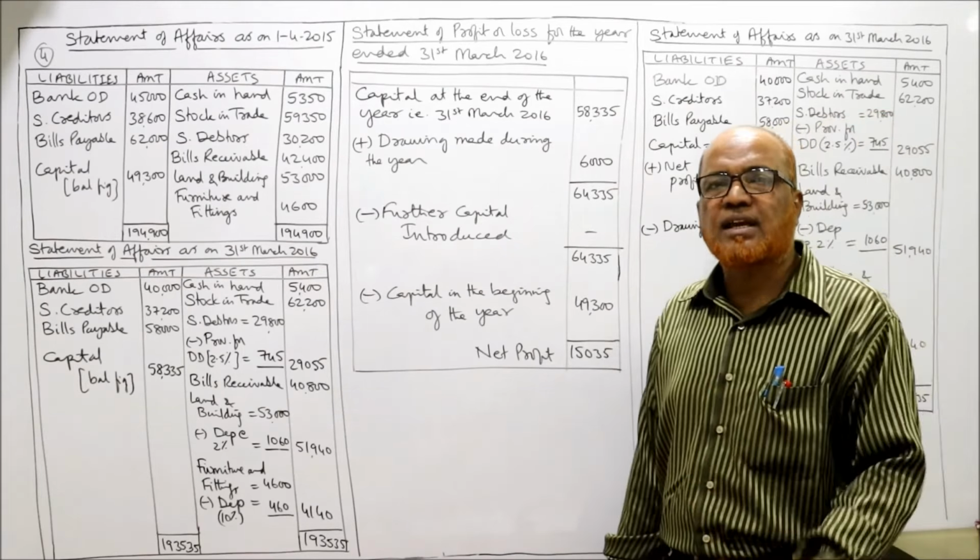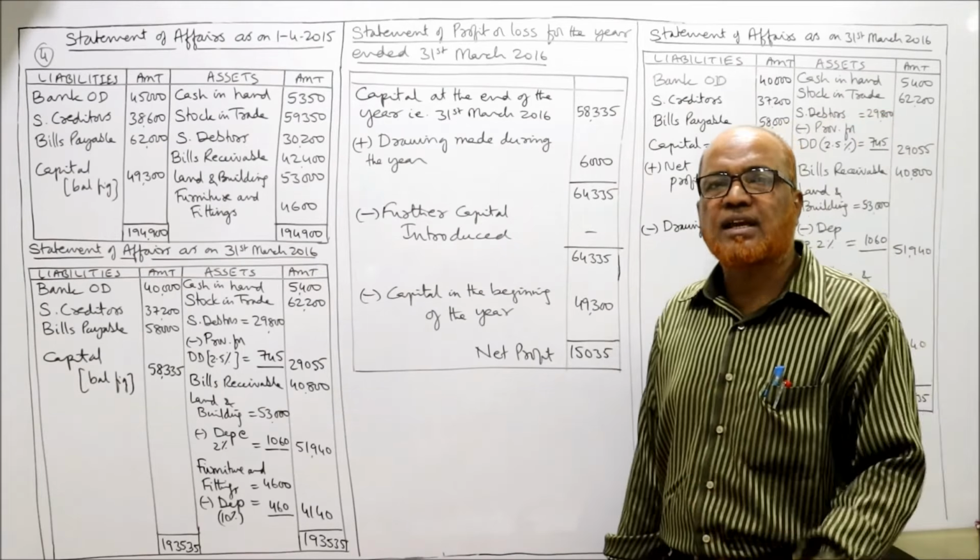Less further capital introduced. We are not having any further capital introduced. Same amount. Then less capital in the beginning of the year. Beginning of the year 49,300. Take 49,300. Net profit is 15,035. So we have prepared the statement of profit or loss. We got a net profit of 15,035. That's all. Now it is asking you to make the statement of affairs at the end of the year.